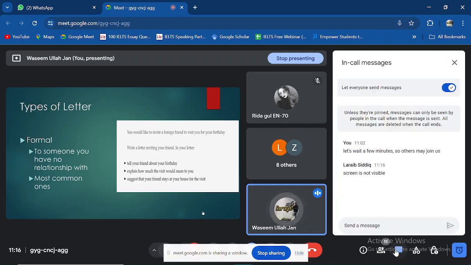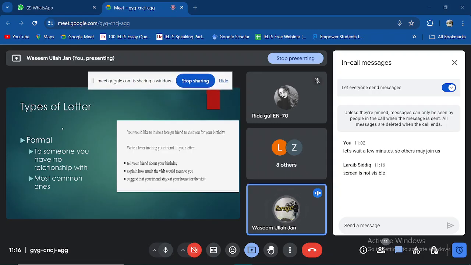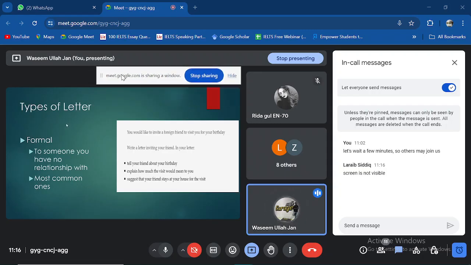Is my screen visible now? Someone complained that my screen was not visible, and you should have told me earlier, because it was visible according to me. Can you guys clearly see my screen now?